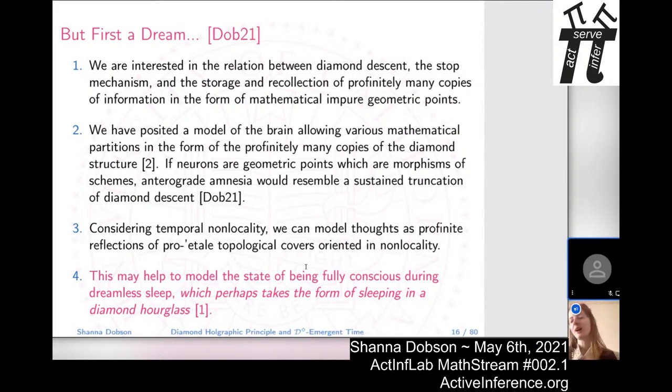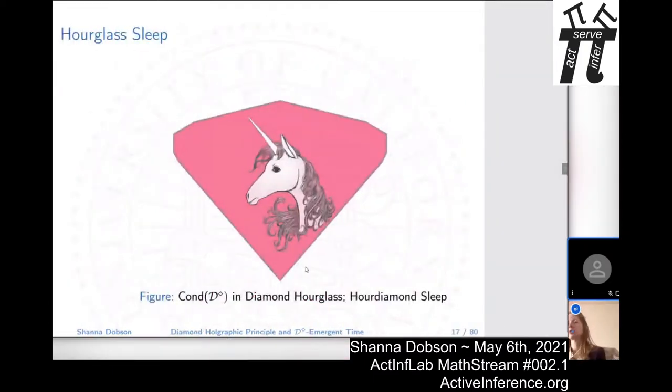So this may help, I said, to model the state of being fully conscious during dreamless sleep. No one has that: fully conscious during dreamless sleep. What would that actually be? Which perhaps takes the form of sleeping in a diamond hourglass. I write kind of fantastical mathematical fiction books, and this is my second one that I'm working on, about sleeping in a diamond hourglass. What does that actually mean? So you're working in diamond time at that point. What does that mean? Profinitely many reflections of time, which probably takes some kind of image like this, right?